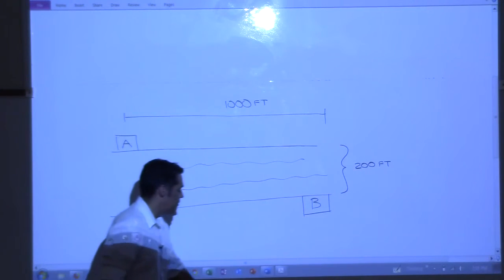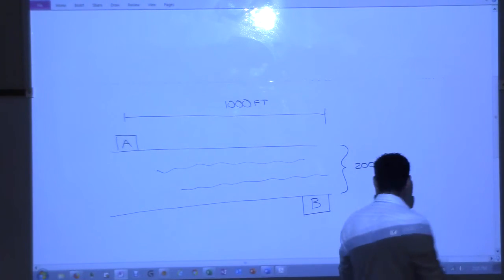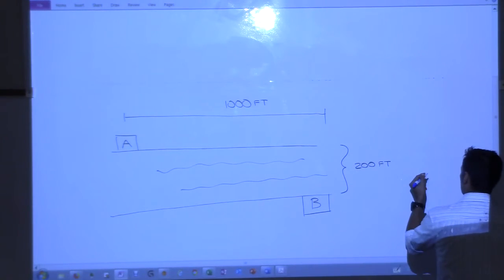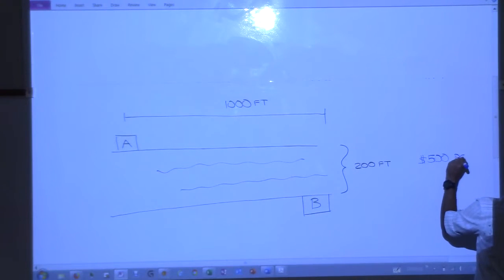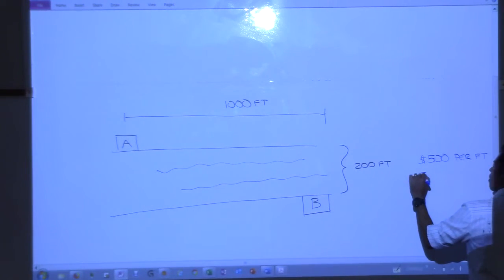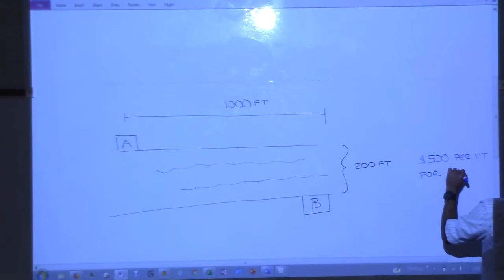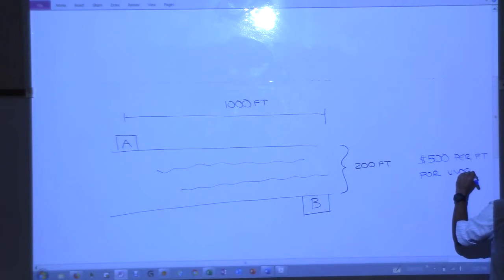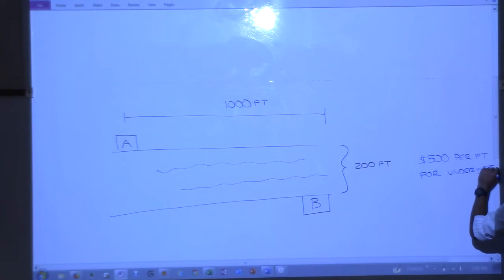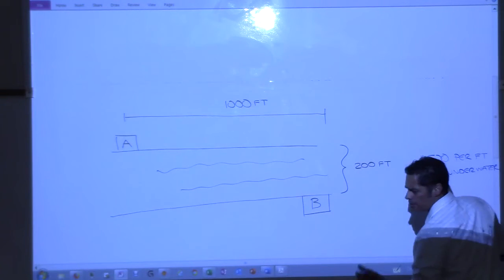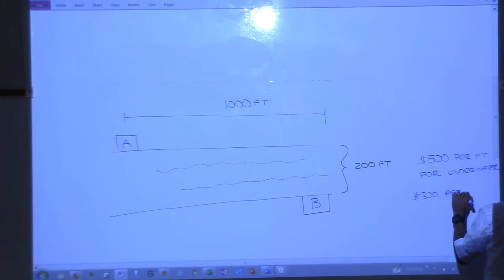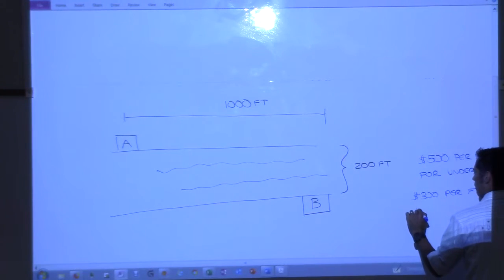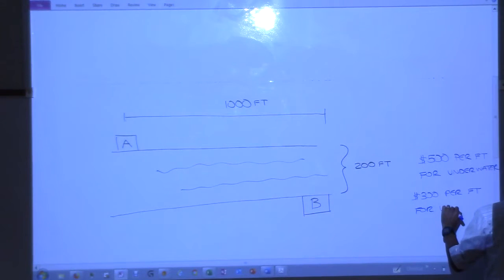So when you bury, your company has already figured that it costs $500 per foot for underwater cable burial, okay? And it costs $300 per foot to go underground.